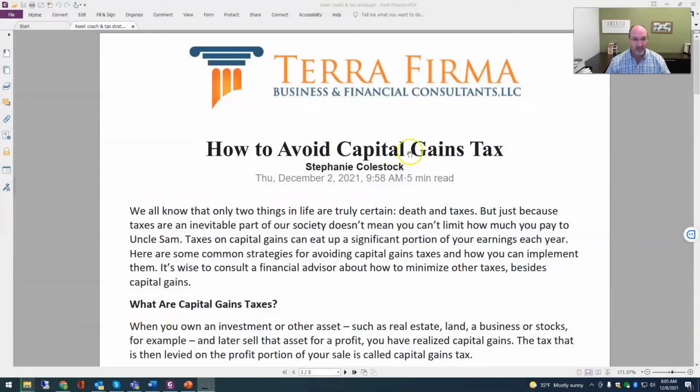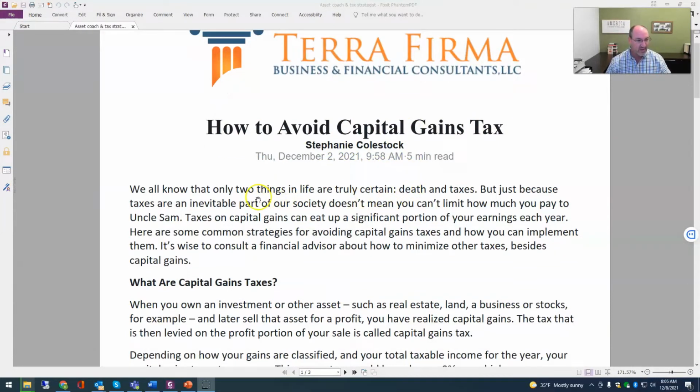So, how to avoid capital gains tax. Okay, this was December 2nd. We all know that only two things in life are truly certain: death and taxes. But just because taxes are an inevitable part of our society doesn't mean you can't limit how much you pay to Uncle Sam. Notice they went from avoid to limit. Okay, so that tells me that the word avoid is to get you to click on the article. Take a look at it.